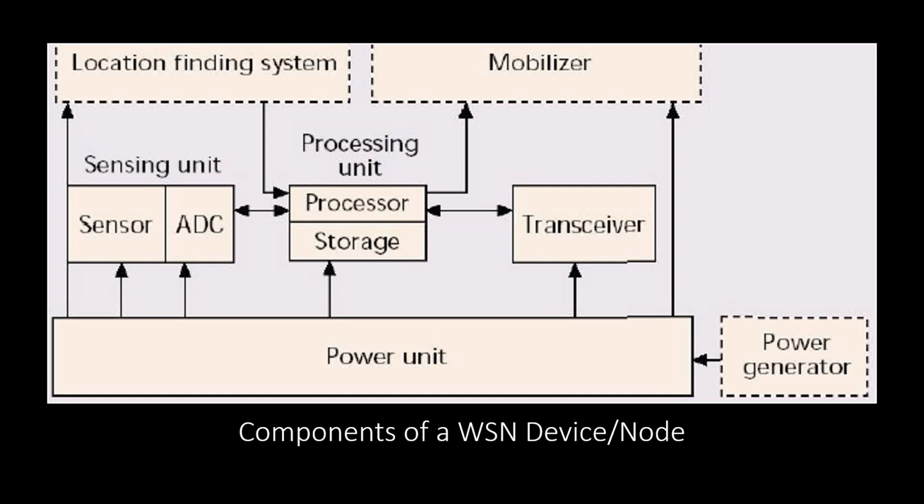That means they must be present. And those boxes which have dotted lines, they are the ones which can be present or which cannot be present. Okay, so first of all, I'm going to talk about the must-be-present components. So the first thing is the power unit.